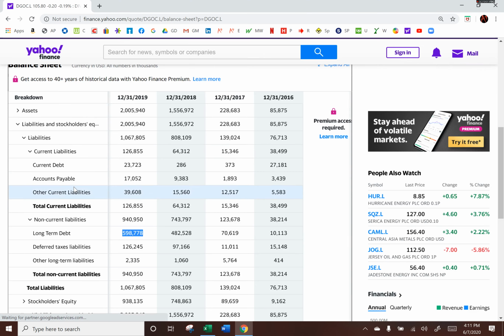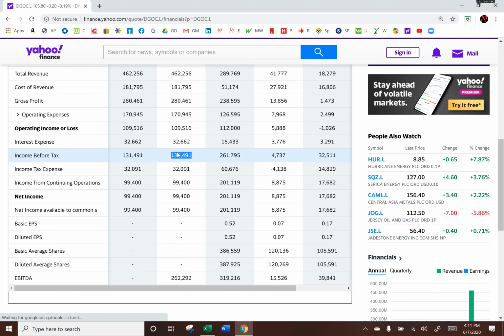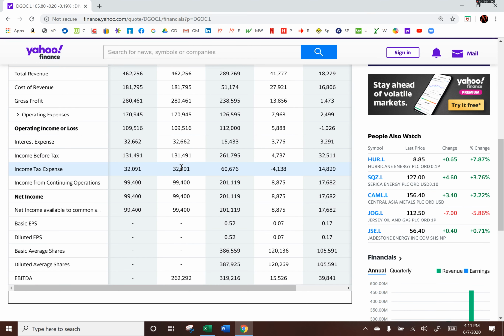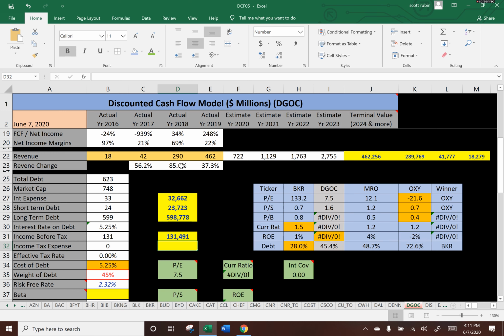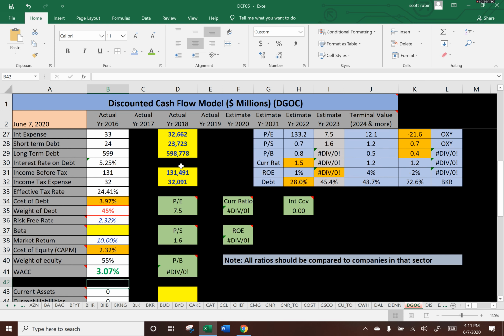Interest payments are tax deductible. So let's go to the income statement to see their effective tax rate. And 131 million income before tax, and 32 million of taxes. That means their tax rate is 24%. So when you deduct the taxes, you get a cost of debt of 4%. And a little less than half of their capital structure is debt, 45%.